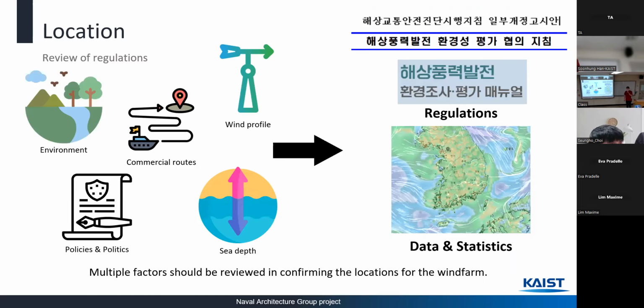So for the location, there are multiple criteria we take into account. We take environmental criteria, and commercial routes: we will try to be away from commercial routes. Wind profile: we look at the wind map to be where there is more wind. Policies and politics, so maybe we'll find reasons that some area will be chosen for the wind farm. And the sea depth, because since it's a floating wind turbine, the water needs to be deep enough to put the wind farm. So we will see all these criteria through the scope of regulation and data statistics.